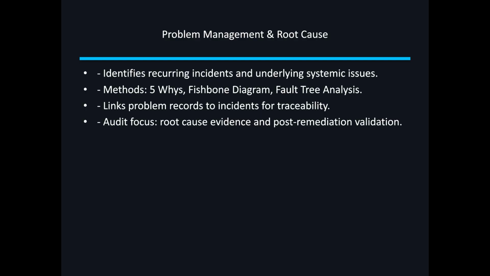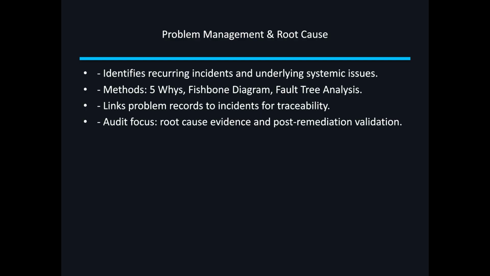So the key steps would include correlation of repeated incidents to identify systemic failures, root cause analysis using methods like 5 whys, Ishikawa or fishbone diagram, or fault tree analysis. Documentation of workaround procedures until permanent fixes are implemented, and integration of the solution into the change management process to prevent recurrence.